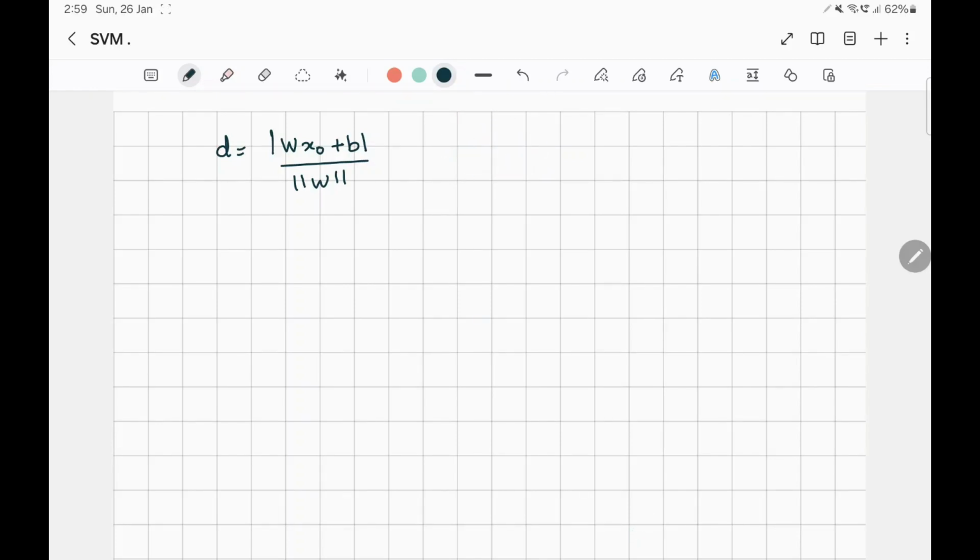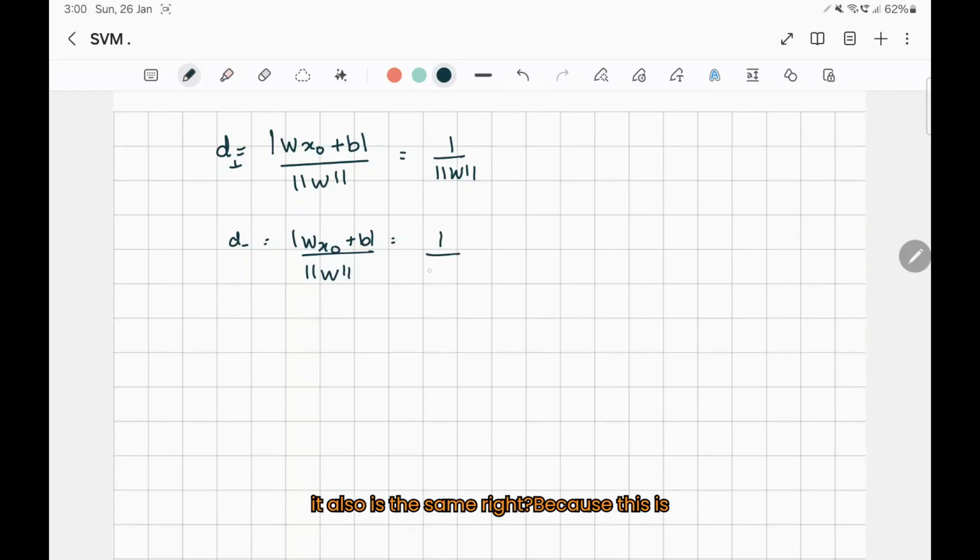Okay. For a support vector x positive, I'm going to be on the +1 hyperplane, मतलब on the right side of the things. The distance to the main boundary, if you remember, इसको positive दिया था, is 1 over ||w|| for d plus, and for d minus it also is the same, right? Because this is a modulus function, and negative b will get a positive answer. So finally we get a margin which looks like this.